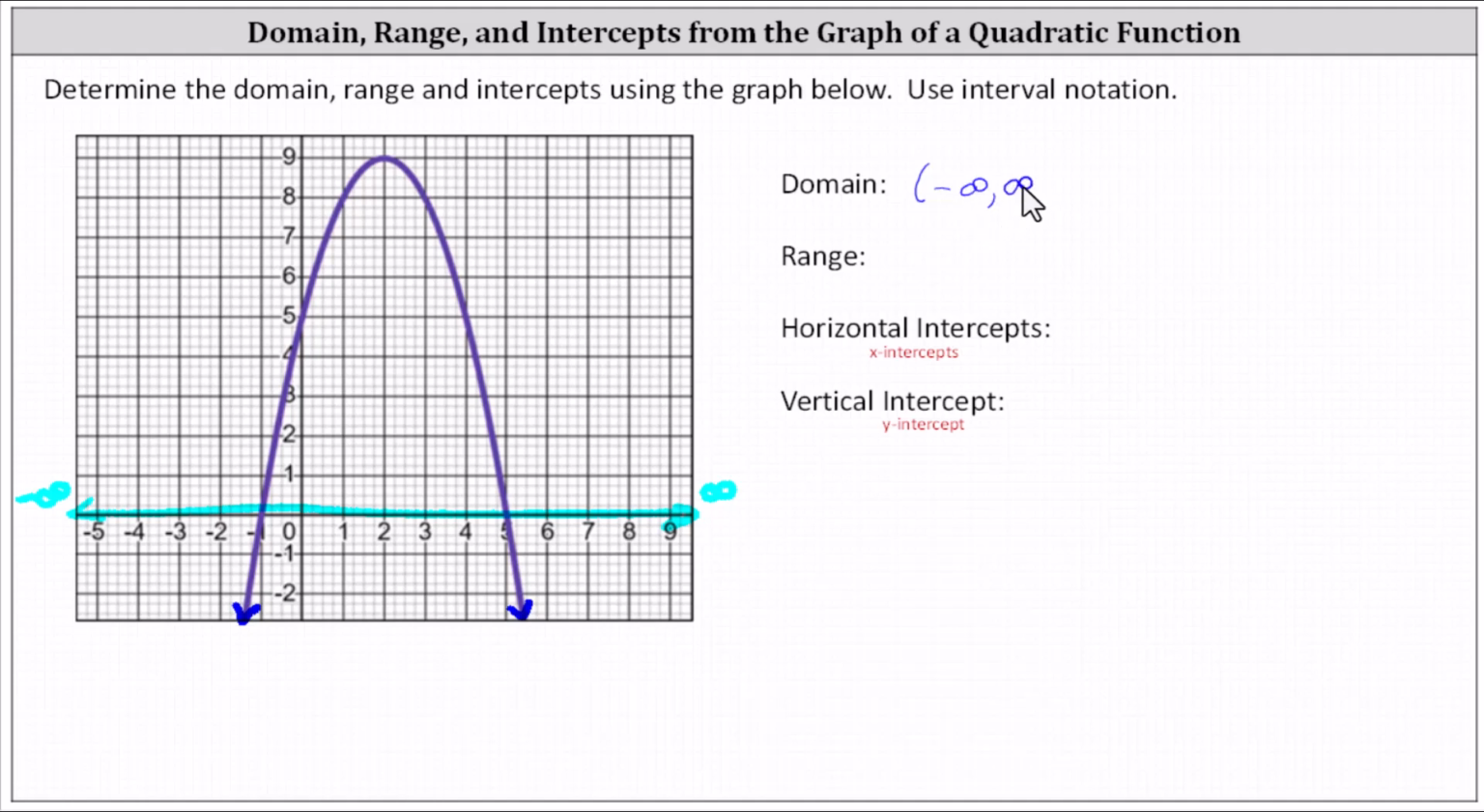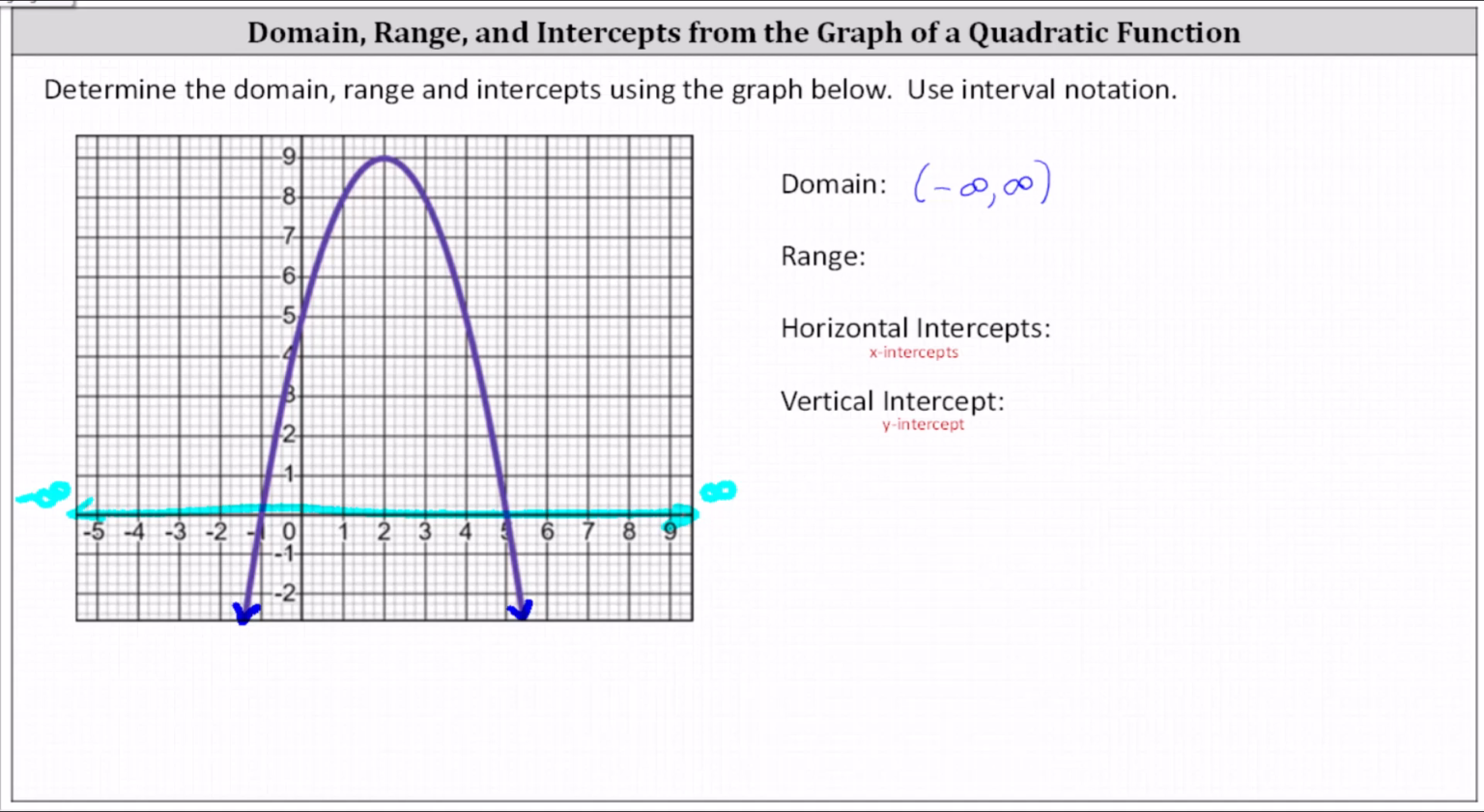And this is the domain for any quadratic function, which we should recognize from the graph. This is a parabola and therefore a quadratic function. The range is a set of all possible outputs, which are often the y-values. To determine the range, we analyze the graph vertically or along the y-axis.